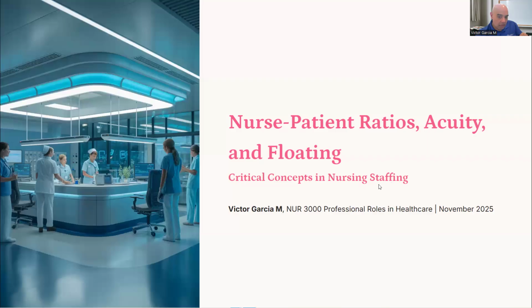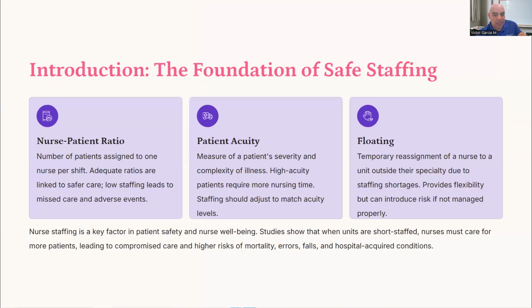Now, a nurse-patient ratio describes the number of patients assigned to one nurse per shift. Acuity reflects how sick or complex a patient is and how much nursing time they require. And floating refers to being reassigned to another unit to meet staffing needs. Understanding these three definitions is essential because they form the foundation of staffing decisions in real clinical settings.